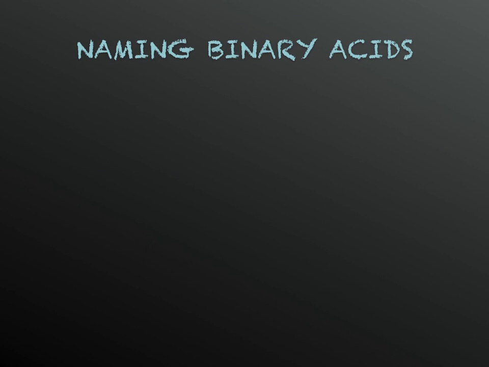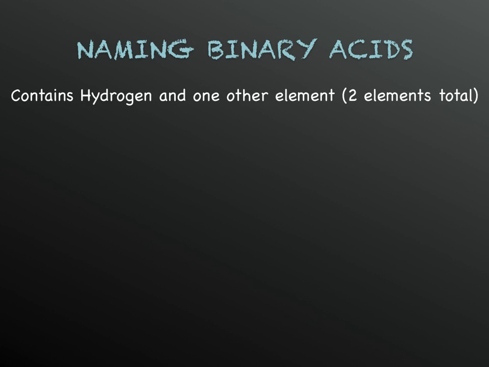Okay, for naming binary acids, which contain hydrogen and one other element, use the prefix hydro to name the hydrogen part of it, and then you're going to use the root of the nonmetal with an IC ending.